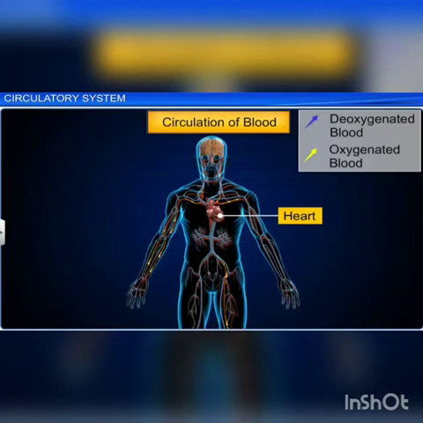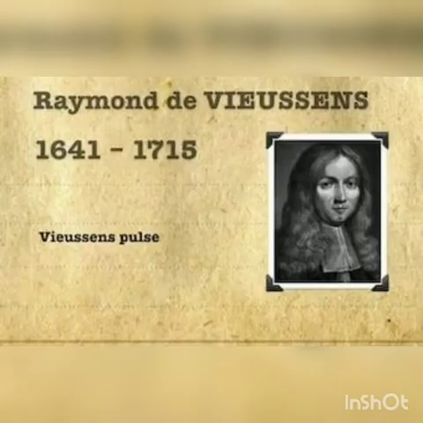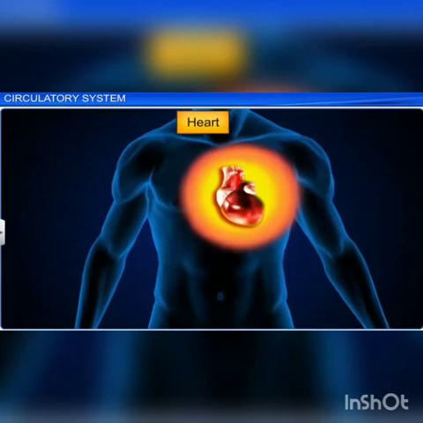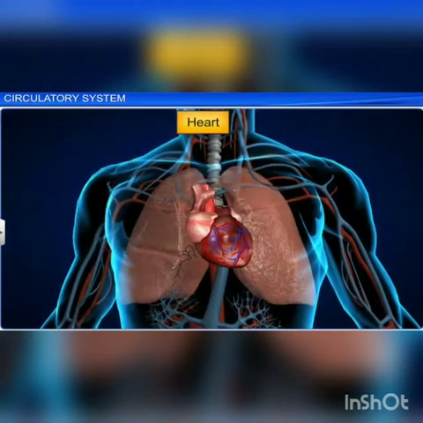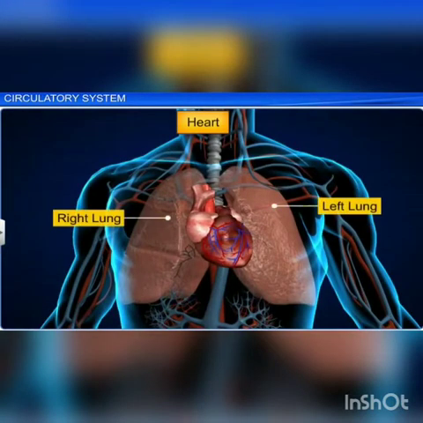Next, the circulatory system present in human. The structure of the heart was described by Raymond de Vieussens in 1706. The heart is made up of a special type of muscle called cardiac muscle. It is situated in the thoracic cavity. It weighs about 300 grams in an adult. The size of a heart is roughly equal to our closed fist.